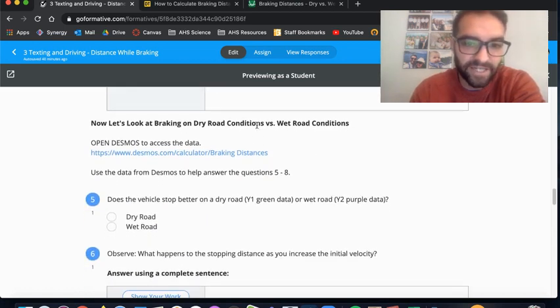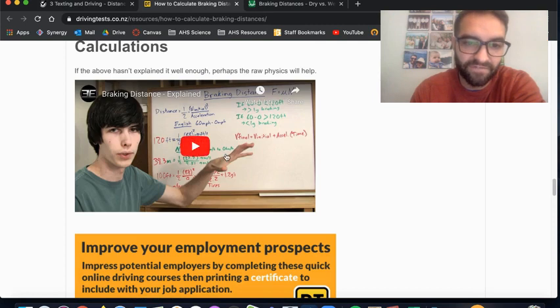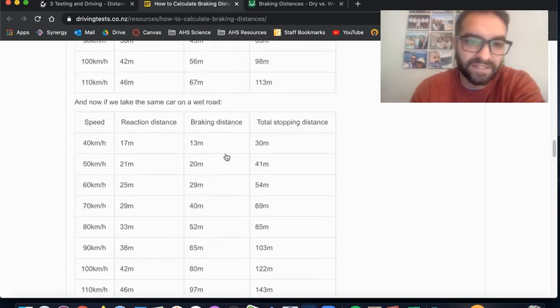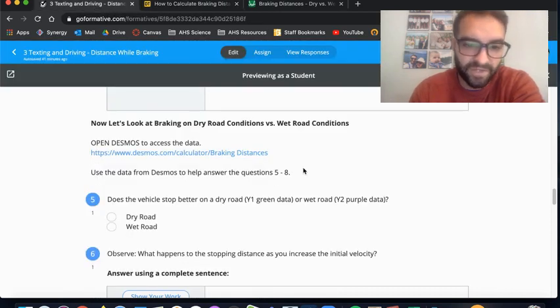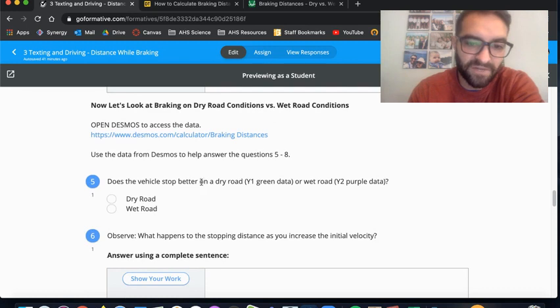So now we're going to be looking at some data about braking on dry conditions versus wet conditions. And again, this was actually from this activity here. So this is a wet road data versus our dry road data, and I plugged it into Desmos. So our first question is, does the vehicle stop better on a dry road, which is going to be Y1 or the green data, or a wet road, which is Y2, purple data? That'll make more sense as we open this.